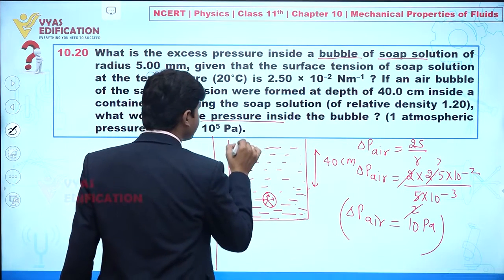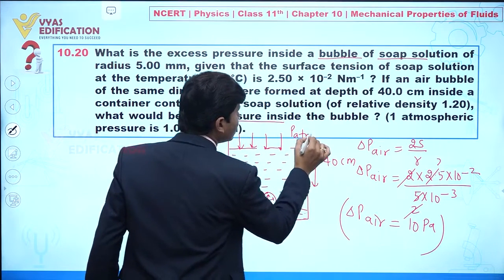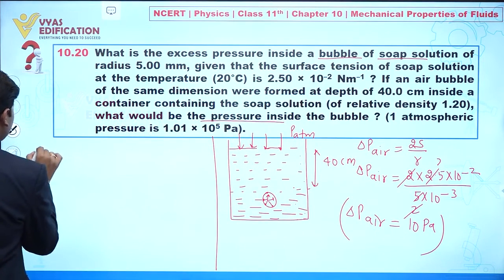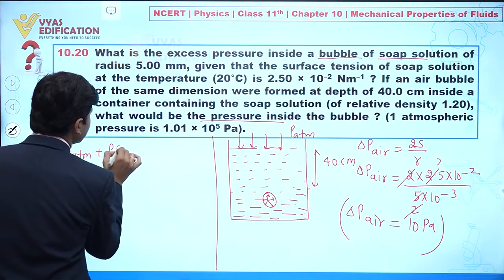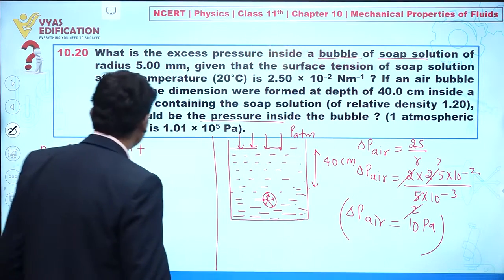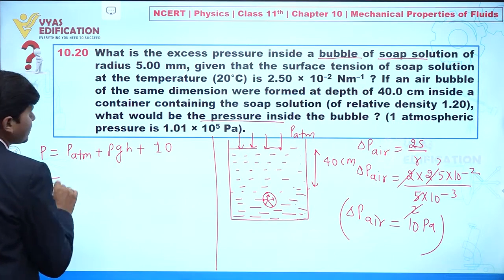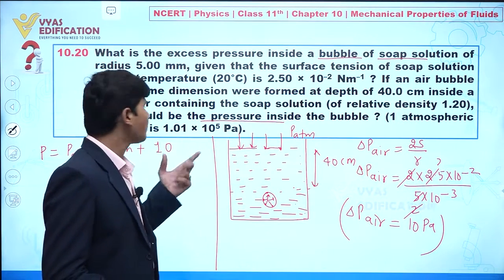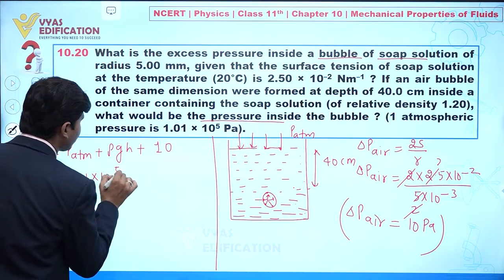Here we have atmospheric pressure. So I am calculating the net pressure. P is given by P atm plus rho gh plus some excess pressure, which is equal to 10 Pascal, so plus 10. Now atmospheric pressure is given as 1.01 into 10 to the power 5, so 1.01 into 10 to the power 5 plus.